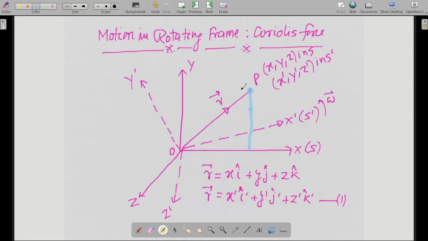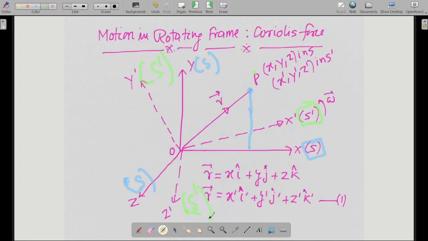This particular point P with respect to, now suppose this is your frame S. Now S prime, what about S prime? So you can see this is your frame S prime.